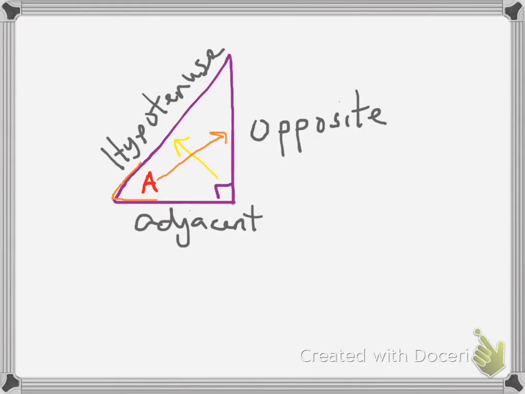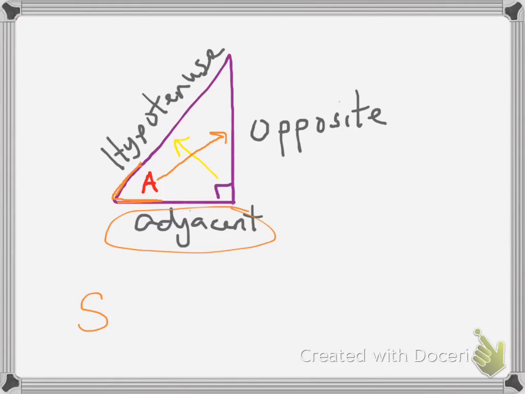The adjacent side is the side, along with the hypotenuse, that forms the angle. Some might say touching it, some might say forming it, however you want to look at it, that one's the adjacent. But for whatever angle you're talking about, you have to identify all of those three sides.